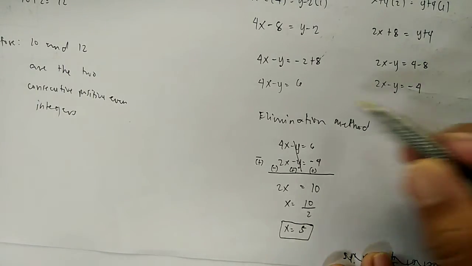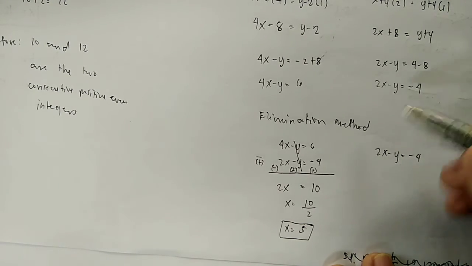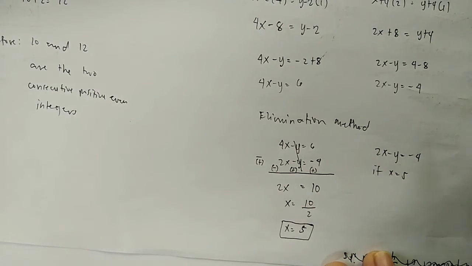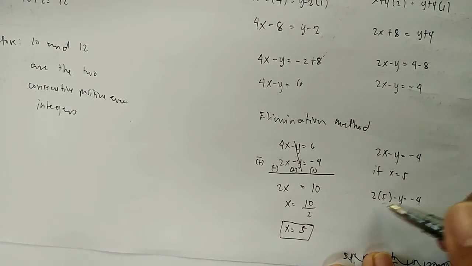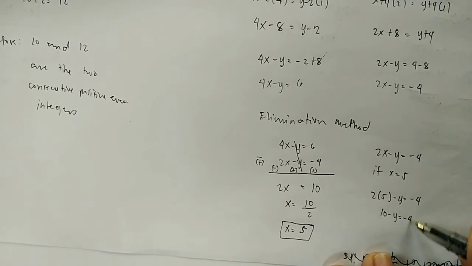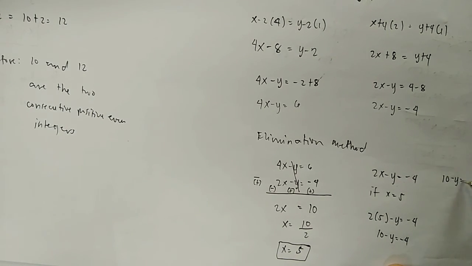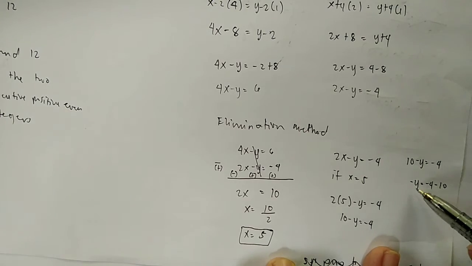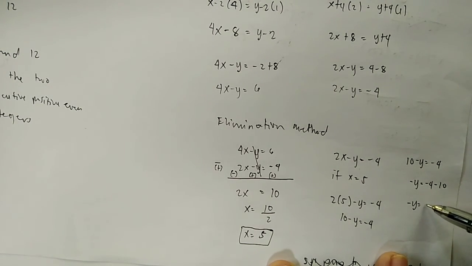So let us use equation number 2, so this one. 2x minus y is equal to negative 4. If x is equal to 5, we can have 2 times 5 minus y is equal to negative 4. 2 times 5, that is 10, minus y is equal to negative 4. So, negative y is equal to negative 4 minus 10, because if we transfer positive 10 to the other side, it will become negative 10. It is equal to negative 14.